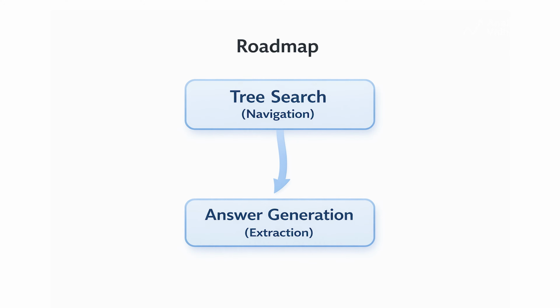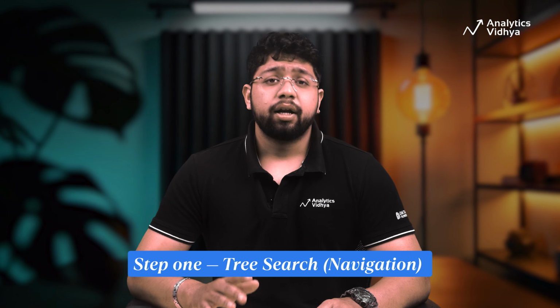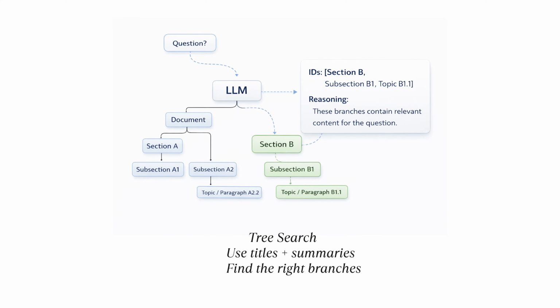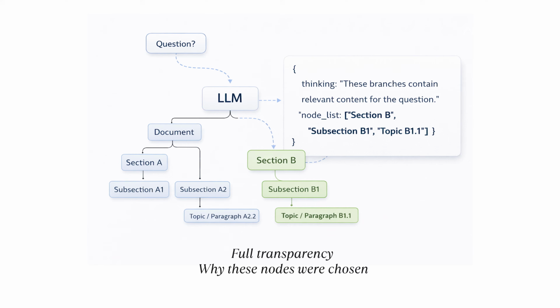Now here is where it gets clever. When you ask a question, PageIndex does two things. Step 1, tree search. It sends the question to an LLM along with the tree, but just titles and summaries, not the full text. The LLM reads through the tree like a human reads a table of contents, and it reasons, okay, given this question, which branches of the tree are most likely to contain the answer? The LLM returns a list of specific node IDs, and you can see its reasoning. It literally tells you why it chose those sections.